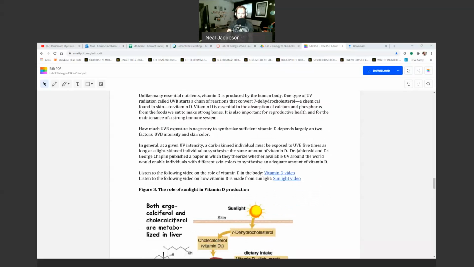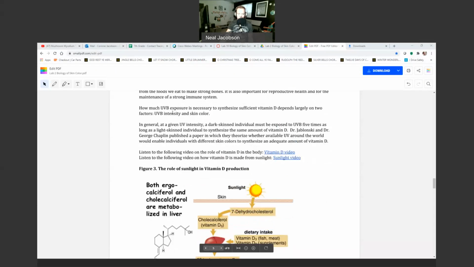So how much UVB exposure is necessary to synthesize sufficient vitamin D? It depends largely on two things: how intense the UV light was, and what your pre-existing skin color is. In general, this is what they found at a university: dark-skinned individuals must be exposed to the UV light 5 times as long as light-skinned individuals to synthesize the same amount of vitamin D. They published a paper in which they theorized whether available UV around the world would enable individuals with different skin colors to synthesize an adequate amount of vitamin D.